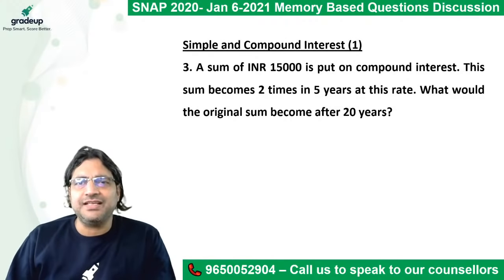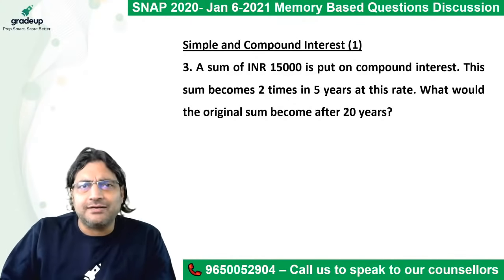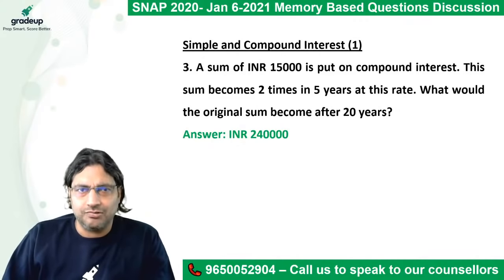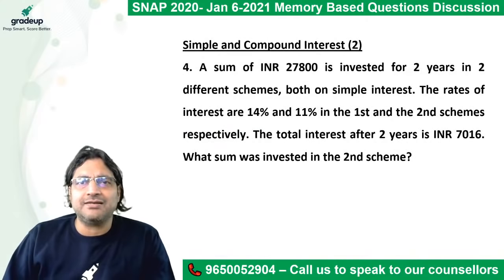A sum of 15,000 is put on compound interest. I've already read the question for you, so let's look at the answer. This is 2,40,000. Simple interest and compound interest.